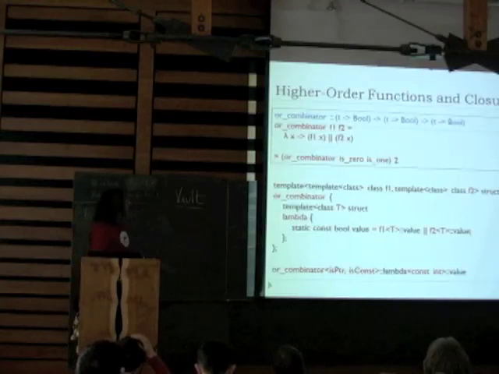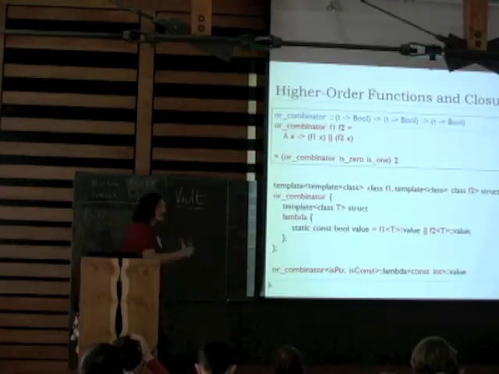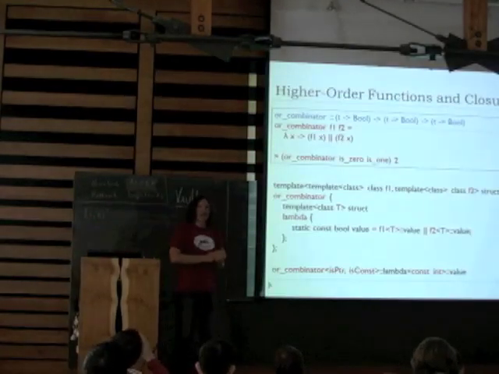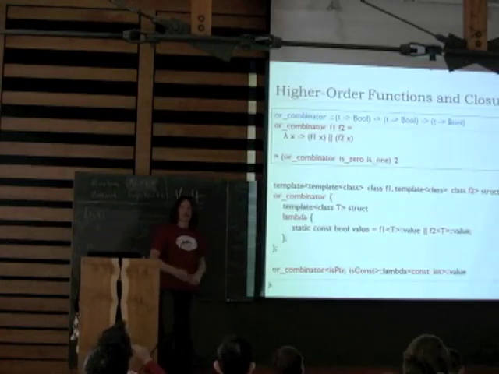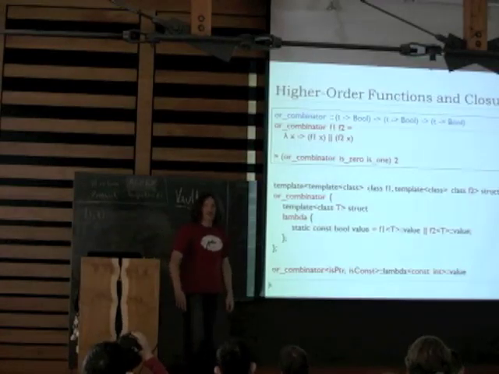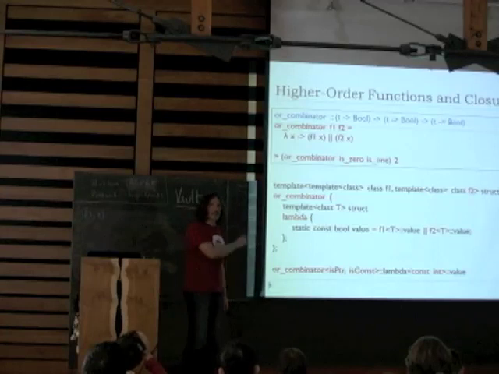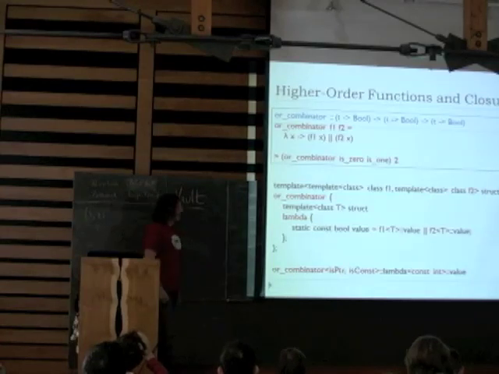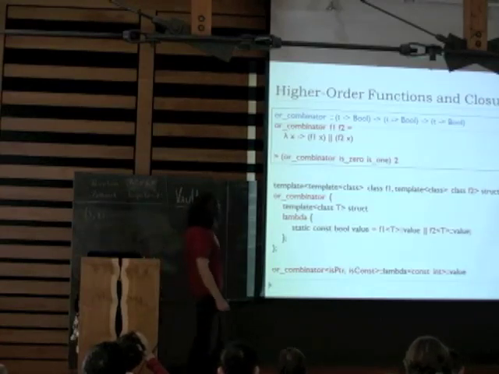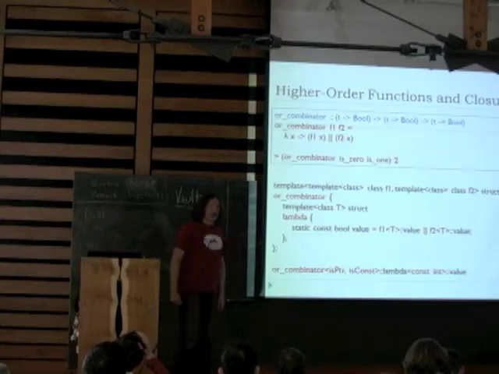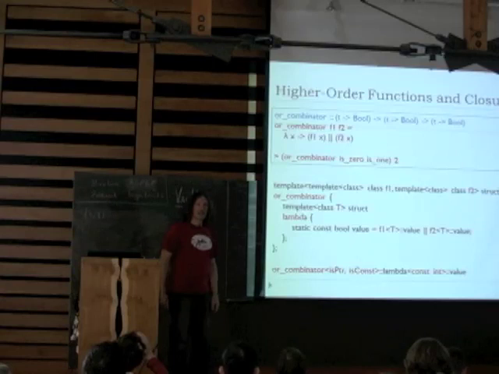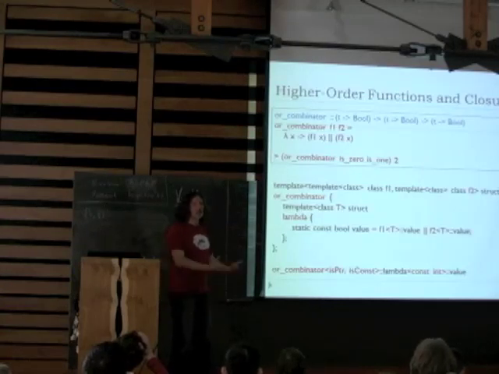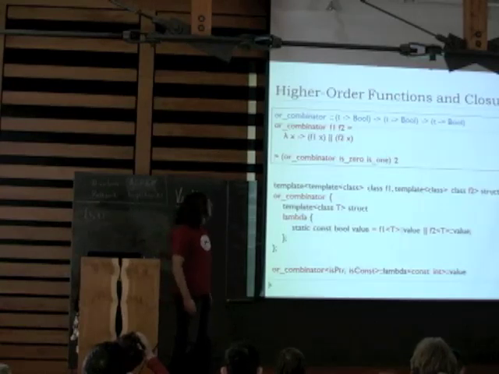Okay, higher order functions. This is like the meat of functional programming, that functions can be used both as arguments to other functions and they can be returned from other functions. Okay? So, this is a nice example, OR combinator. You take two functions that are predicates and you just want to combine them into one function that's a predicate. Right?